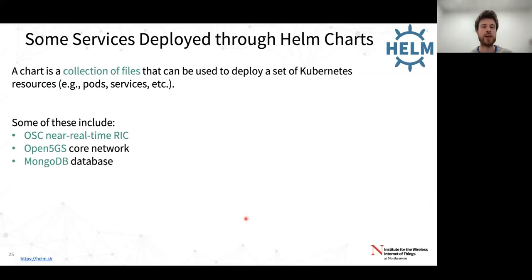Of course, in this, we have a ton of other services, which I won't spend a lot of time on. They're provided through Helm charts, which are another way to deploy autonomously and automatically on some Kubernetes-like clusters. Some of them are the RIC, some of them are the core network, some of them are some other databases, but I won't spend a lot of time on these services.